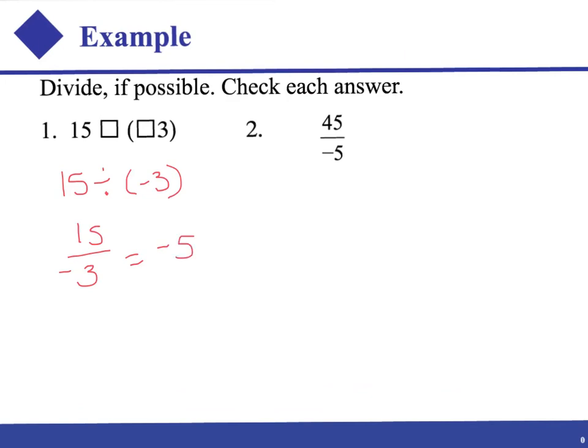Now, number 2, 45 divided by negative 5 is going to give us a negative 9. And you can go back and check it. If you say negative 3 times negative 5, does that give us a positive 15? It does. And then if you say negative 5 times negative 9, does that give us a positive 45? It does. So there's ways to check your work.